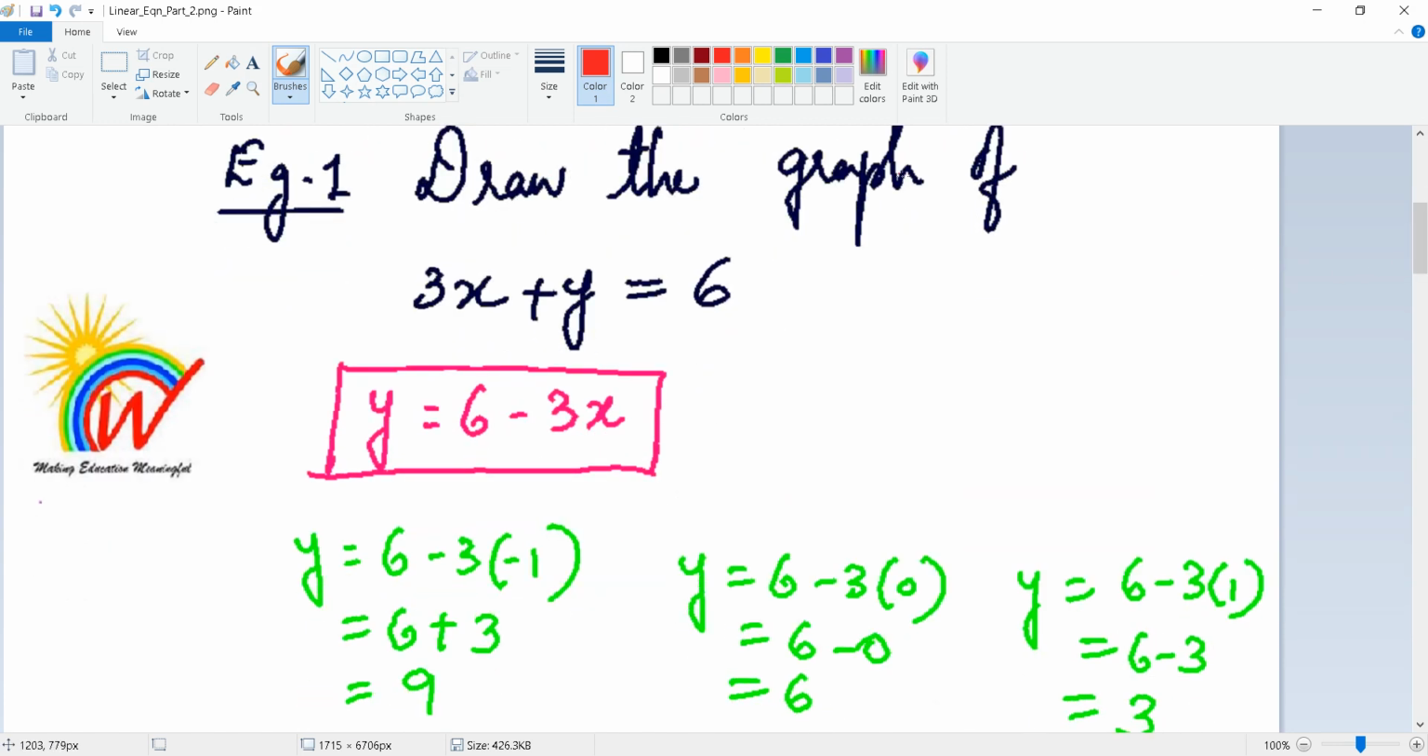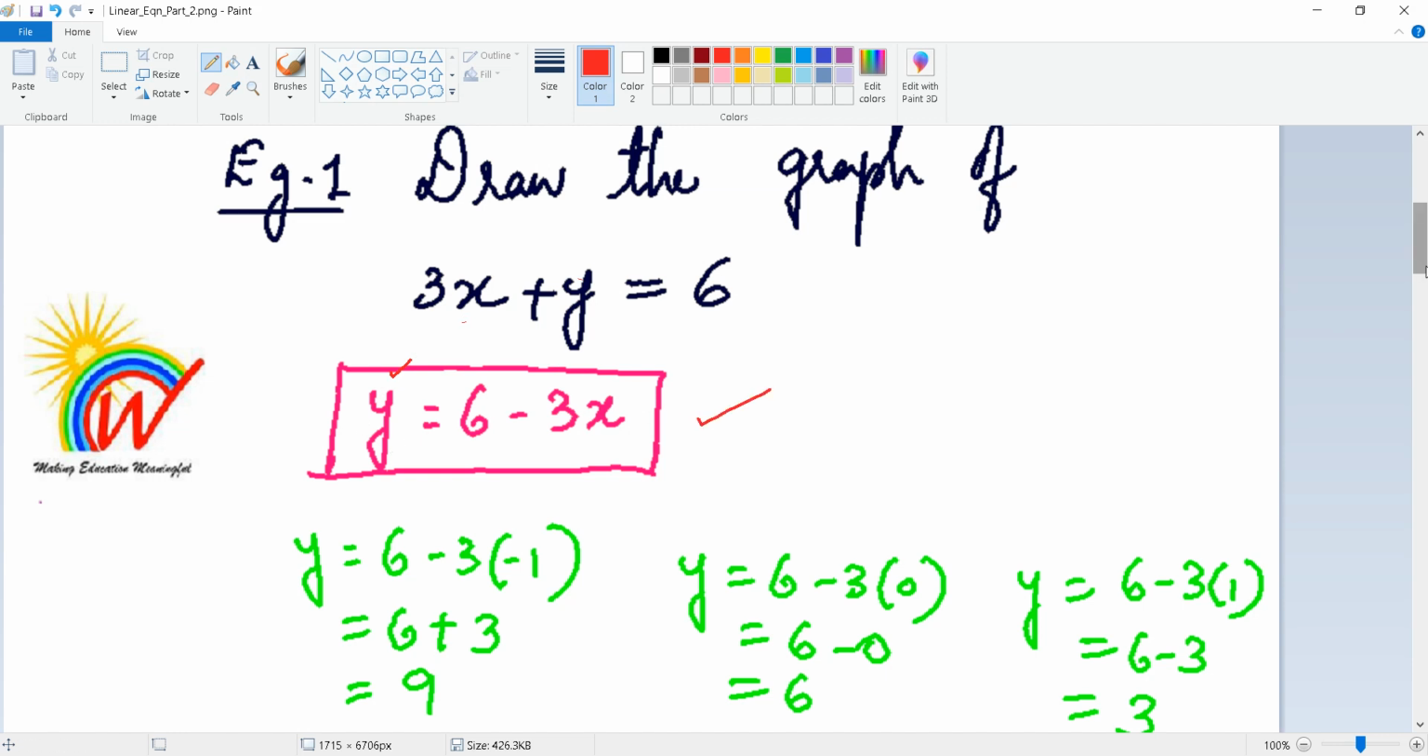Draw the graph of 3x plus y equals 6. This is the question given to you. You have to draw the graph of this. First, let me do the normal calculation like how we learnt in session 1, how to find a few solutions. I have kept the y over here and I have moved the 3x to the other side. So I get y equals 6 minus 3x.